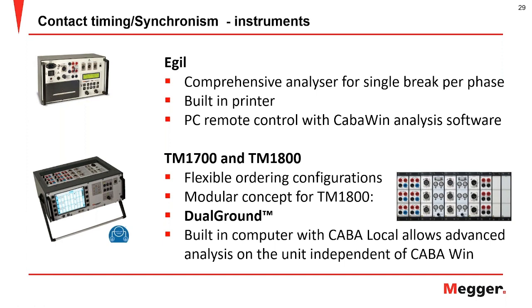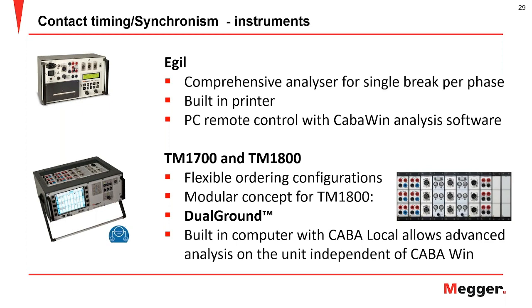If you have more complex circuit breakers, we have a TN1700 and 1800 series, which have a very flexible ordering configuration. And TN1800, in fact, has a modular concept. Practically every module can be replaced with a different one. You can build your own test instrument depending on the type of circuit breakers you need to test, and you can change the configuration as you want.